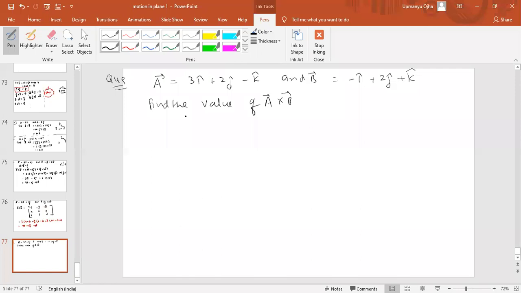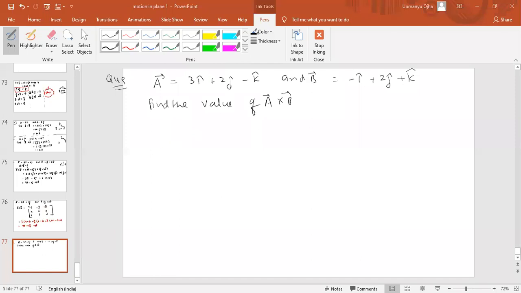Answer is 0 i cap plus 4 minus 4 j cap plus 4 k cap. Okay. 4 i cap plus 4 j cap plus 8 k cap. Okay. Fine. Let us solve this now.